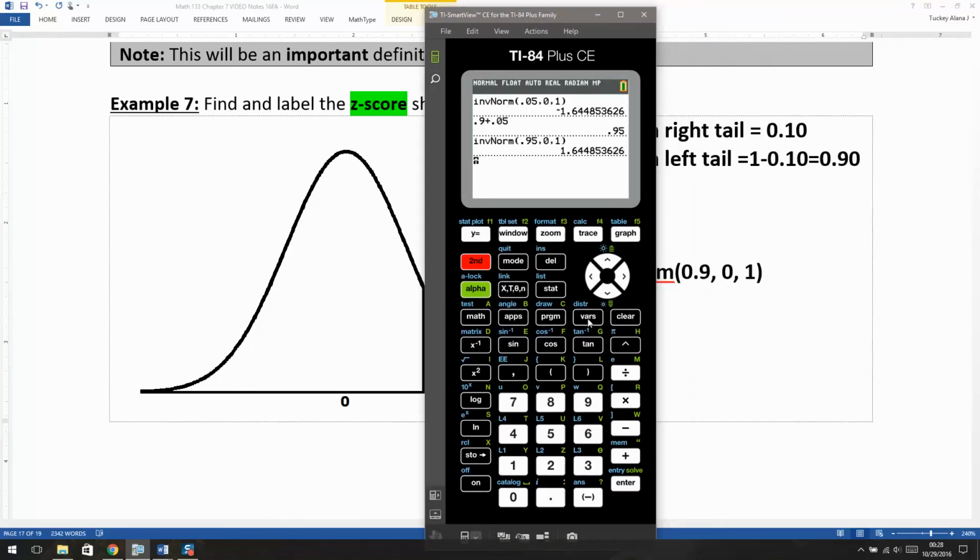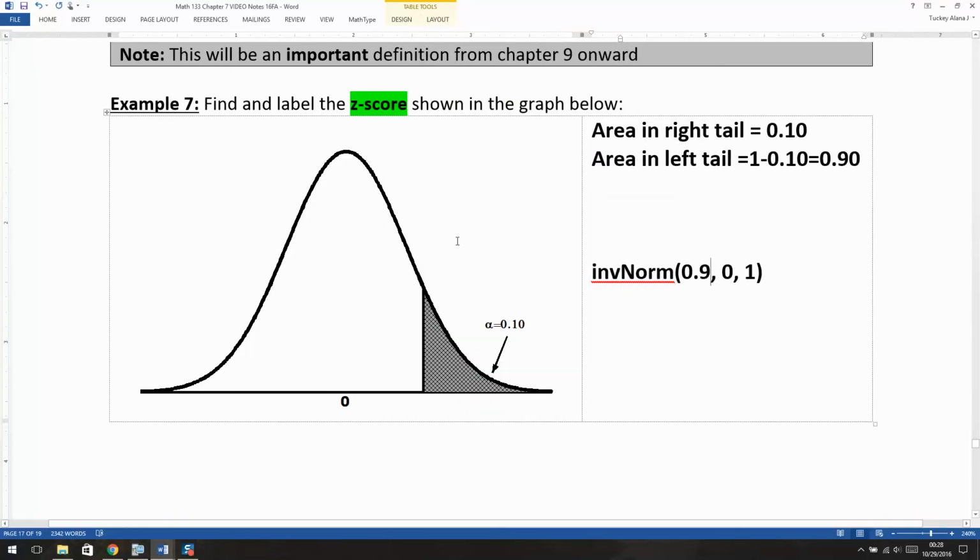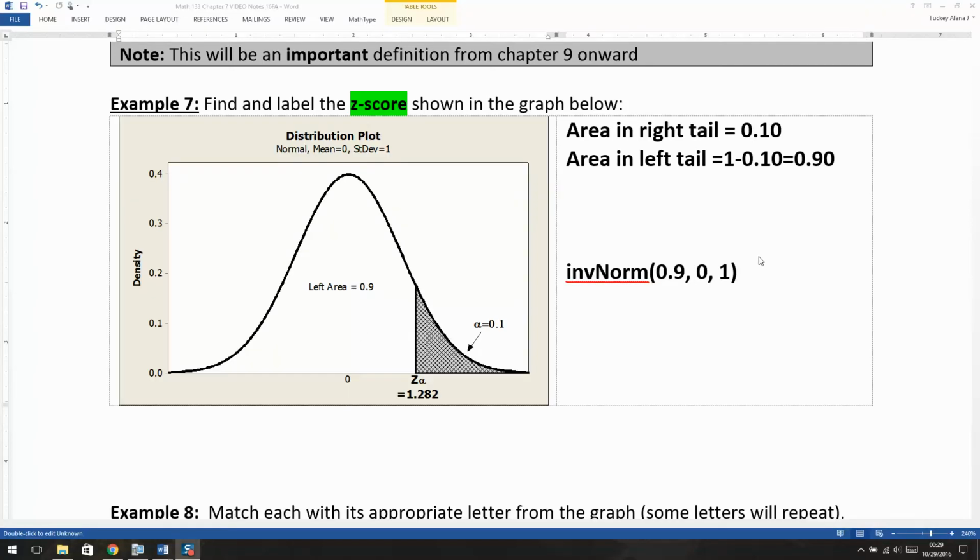So inverse norm, 0.9, 0, and 1. I'm going to go to paste and press enter. And I get 1.282, right? Which makes sense. Look, it's about 1 standard deviation away, a little bit more than 1 actually. And that's where that score falls. So there we have it. We know that that score is at 1.282.